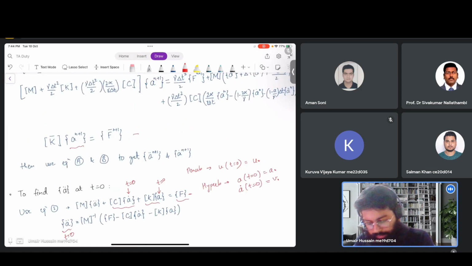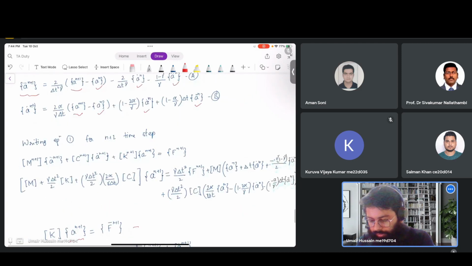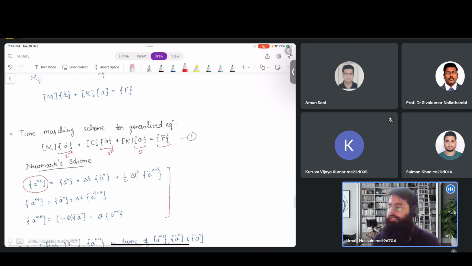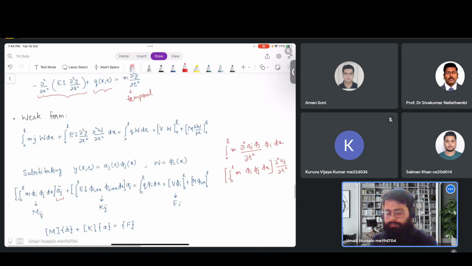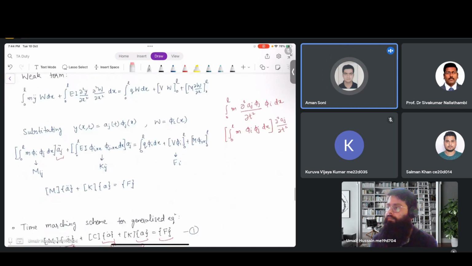Okay, so this was it about the time dependent problems. If there's any doubt, we can discuss it. Can you just explain it again? What is the difference between these two, as you explained earlier? Here, what is the difference?